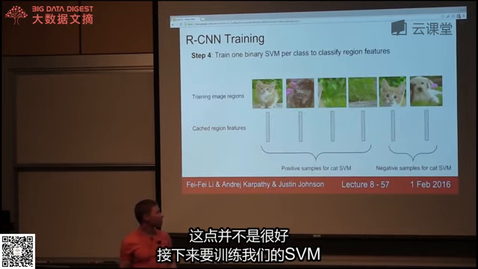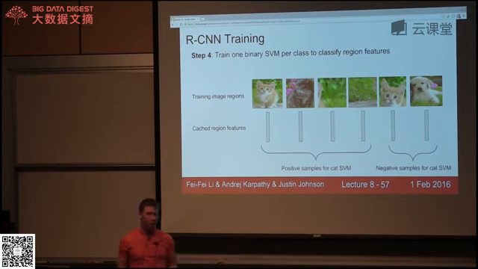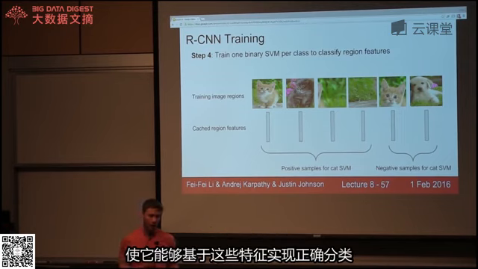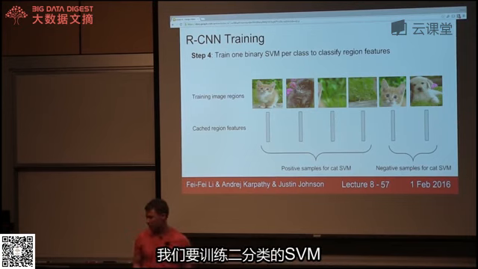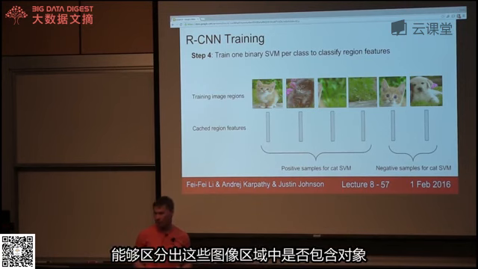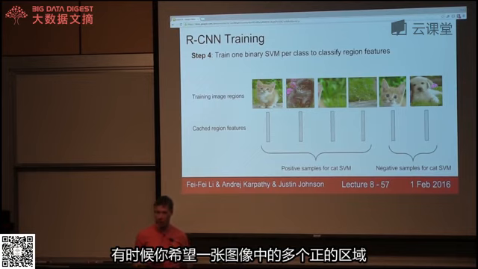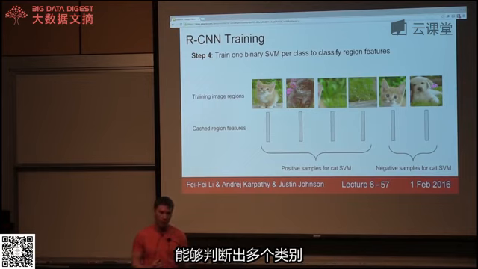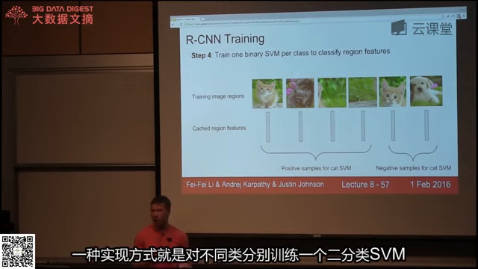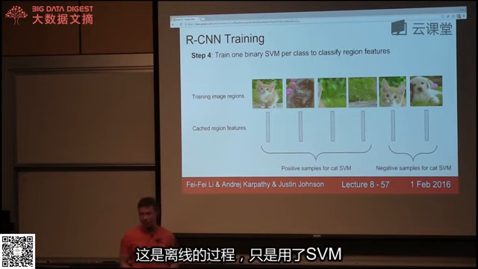And then next, we want to train our SVMs to be able to classify our different classes based on these features. Here we train a bunch of different binary SVMs to classify image regions as to whether or not they contain that one object. This goes back to a question a little bit ago that sometimes you might want to have one region be able to output yes on multiple classes for the same image region. One way that they do that is just by training separate binary SVMs for each class. So this is an offline process.